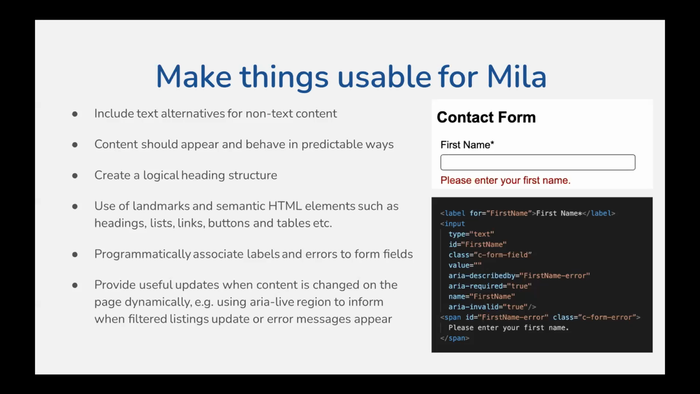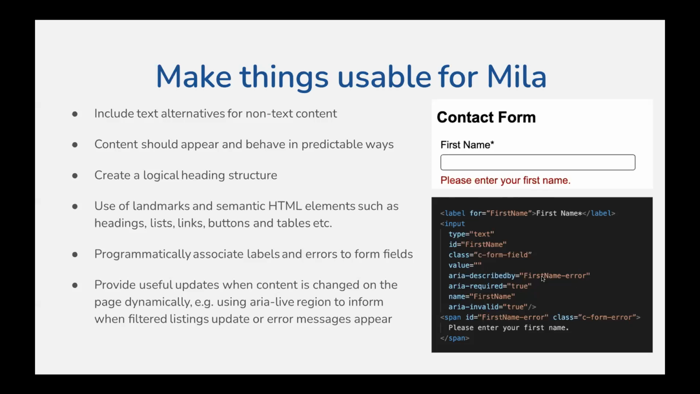And then programmatically associating labels and errors to form fields. So I have a little example here. This is the only code snippet that I have. Here I'm using aria-describedby to connect the error to the field. So when somebody lands on the field or clicks into it, they are able to hear that error.